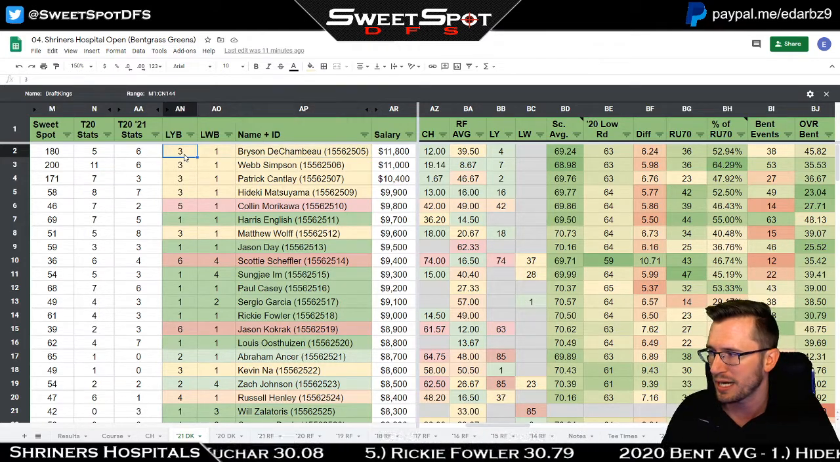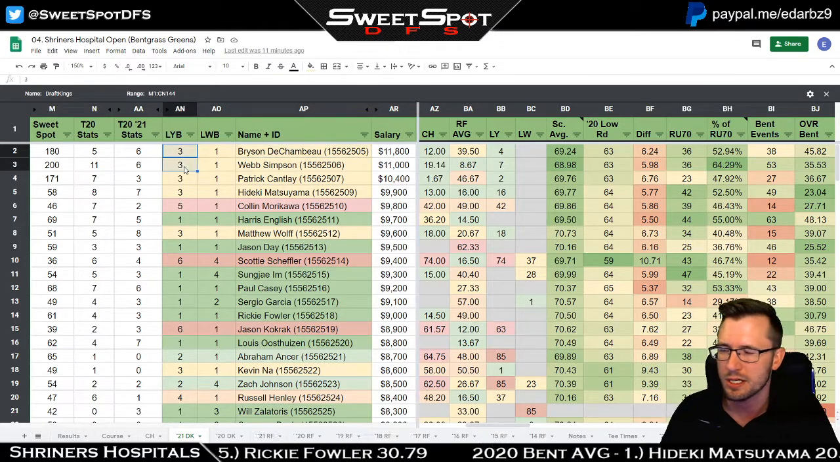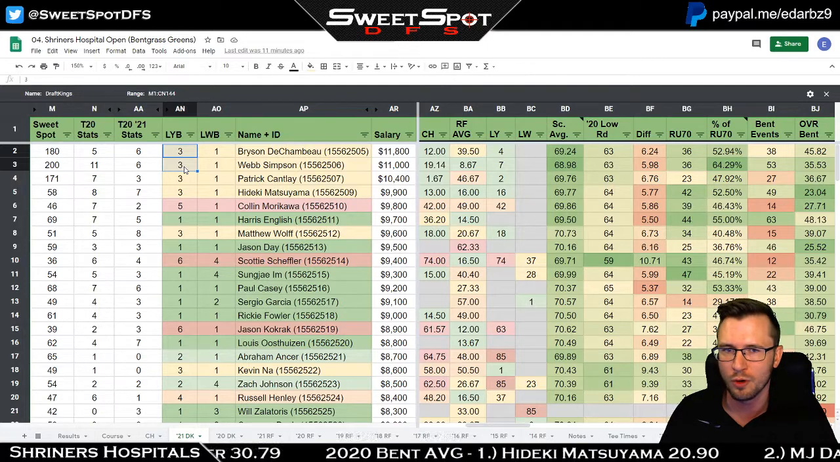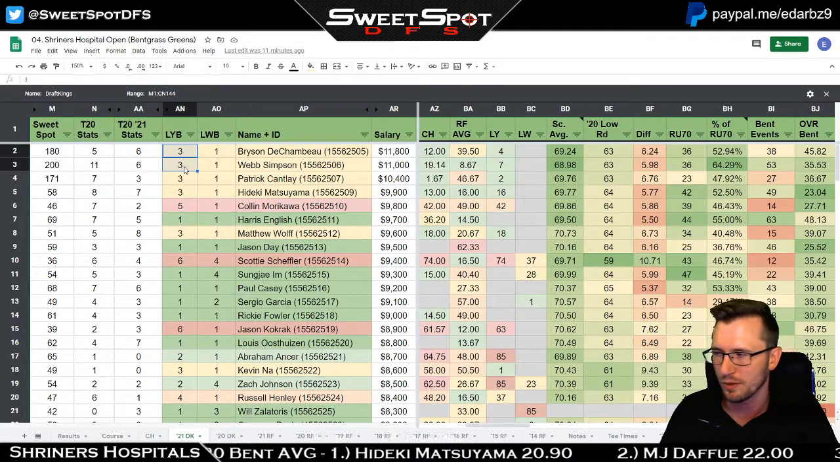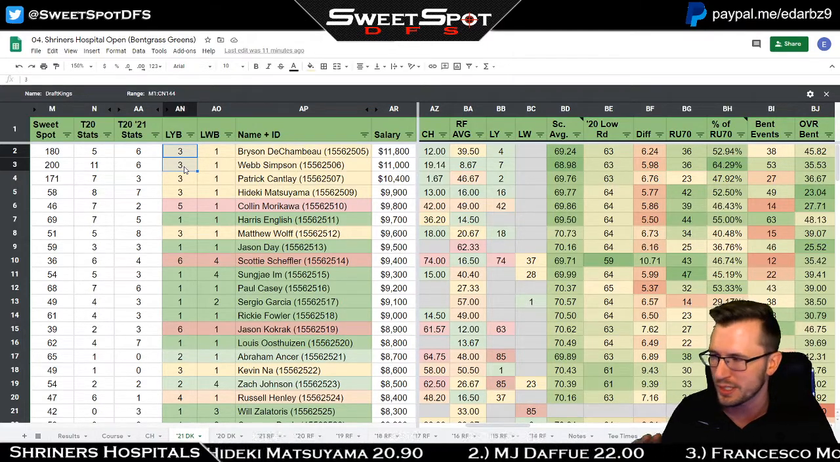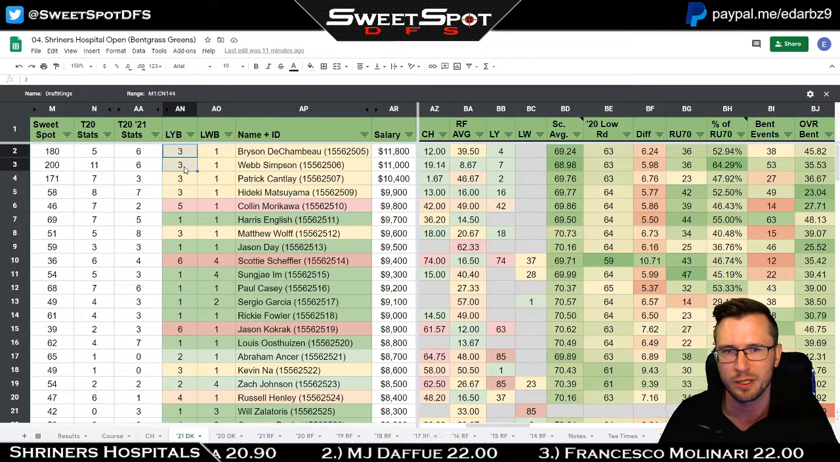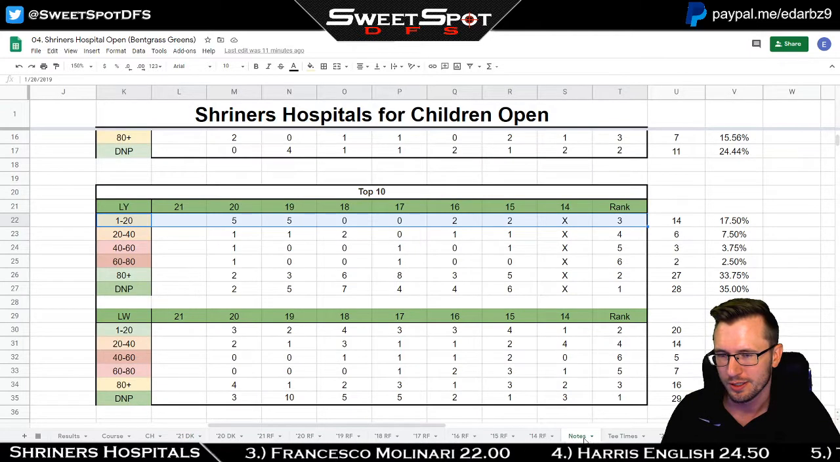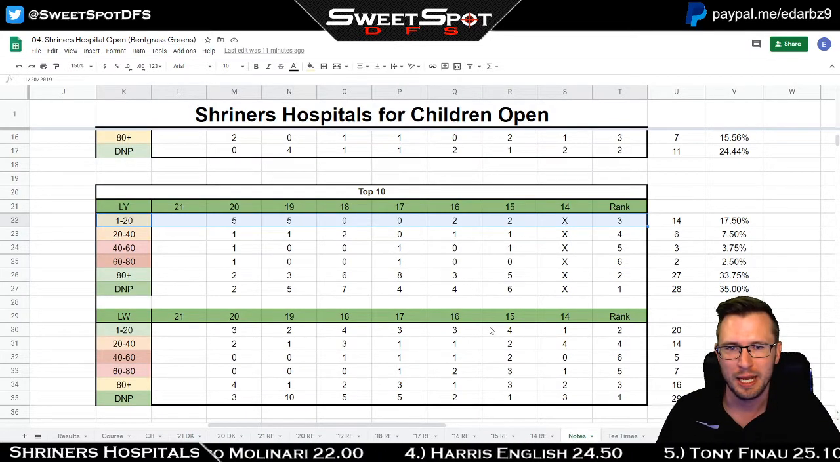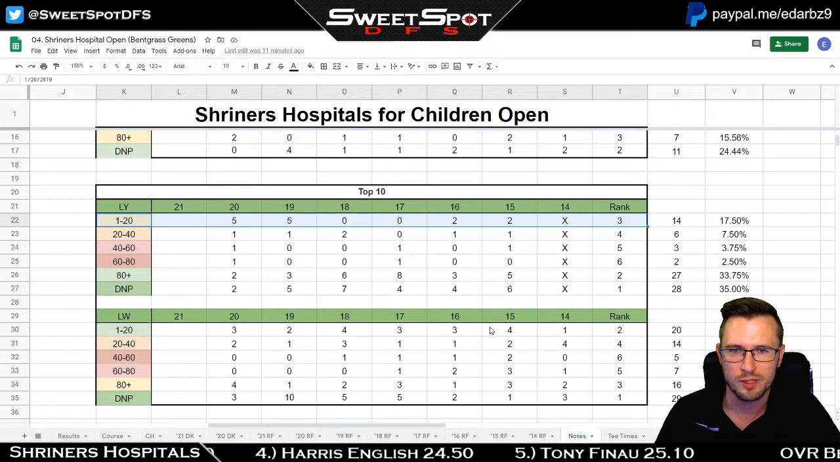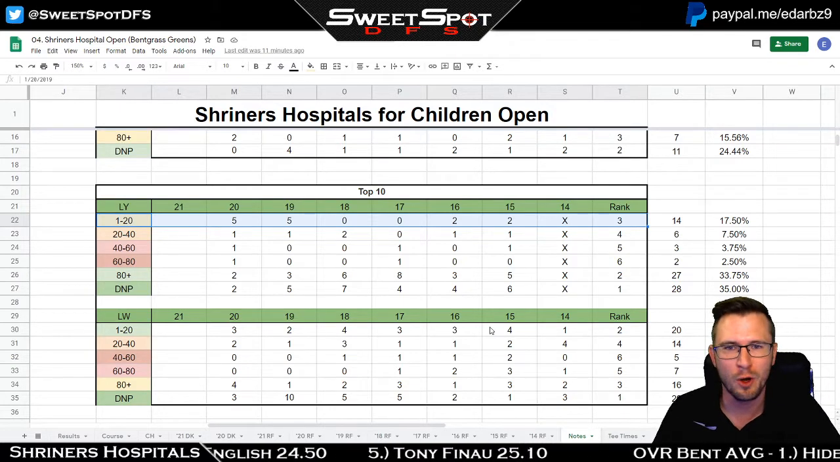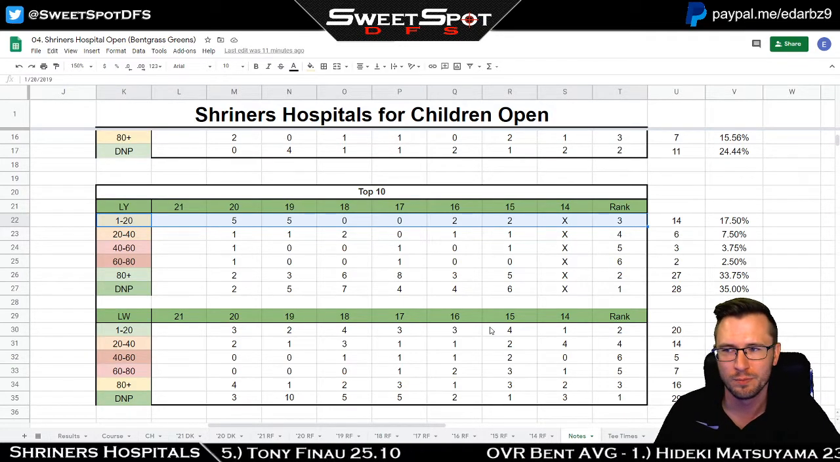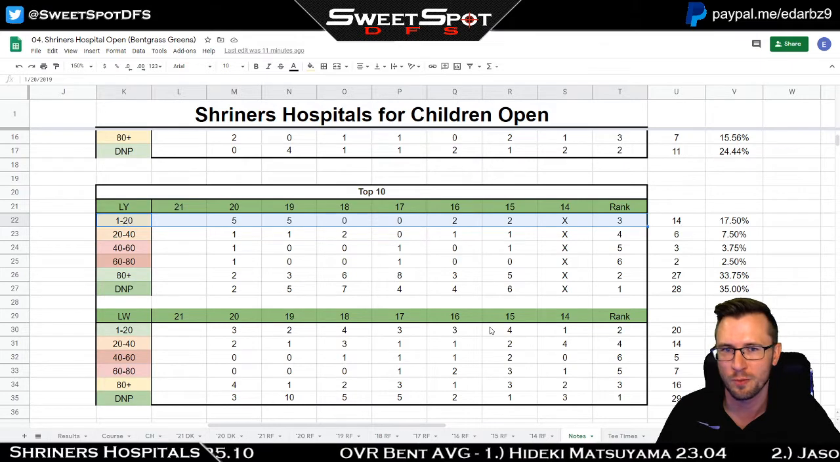I color code it based off the last year bucket because believe it or not, the last year bucket is more important than the last week bucket. We see more consistent results with the last year bucket than the last week bucket. There's always that ongoing debate: course history versus recent form. Well, we can include both, right? We can include recent form of course history and recent form of recent form.